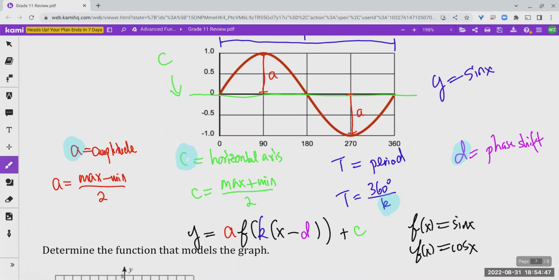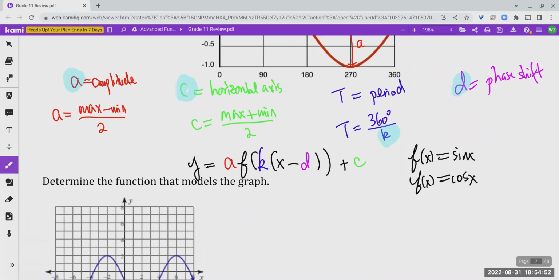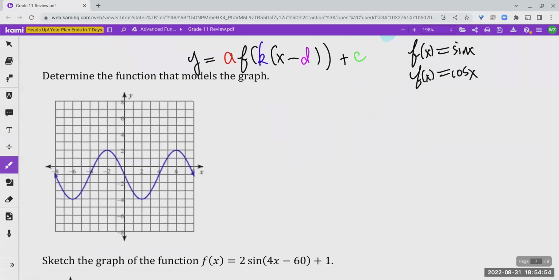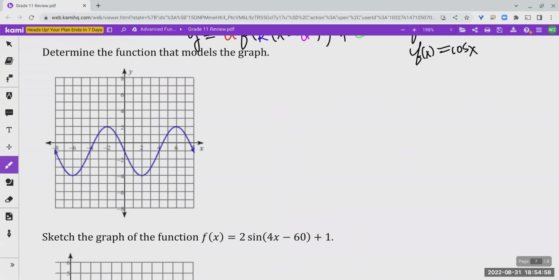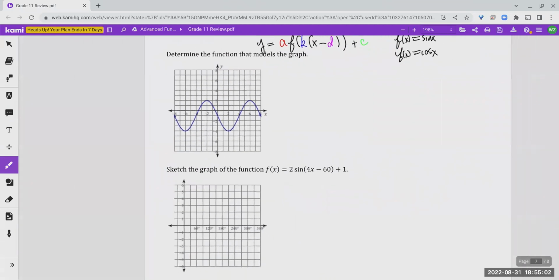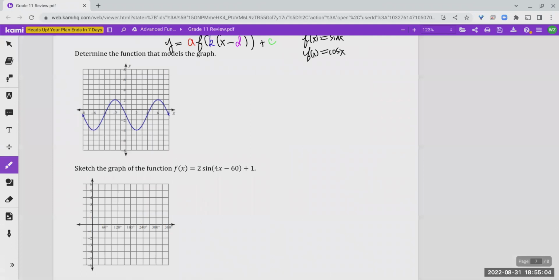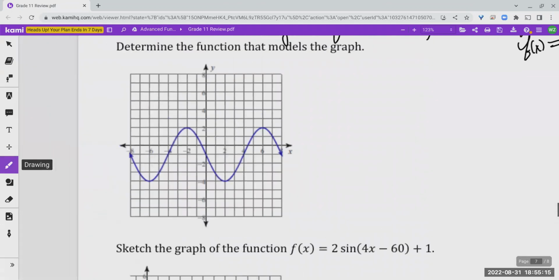You might have forgotten a lot about this. There's really 2 major things we're going to do with that. The first thing is, here's a graph, determine the function, or here's a function, draw the graph. I'm just going to show you one example of each. So again, I'm going to zoom out. If you would like, go ahead and attempt this on your own and pause the video. And when you're ready, just click play. All right, I'm going to do the first one, determine the function.